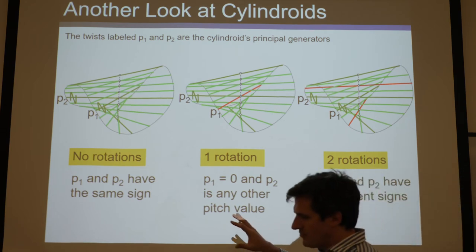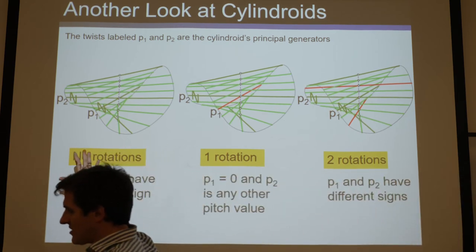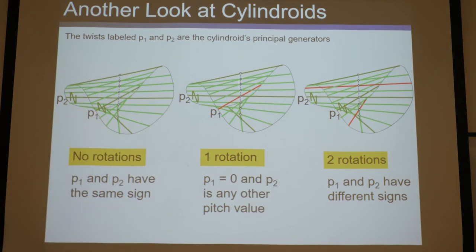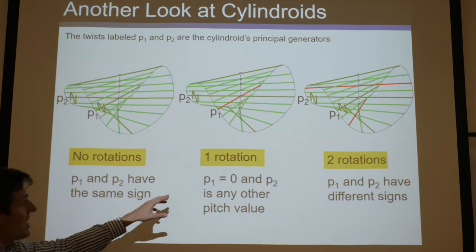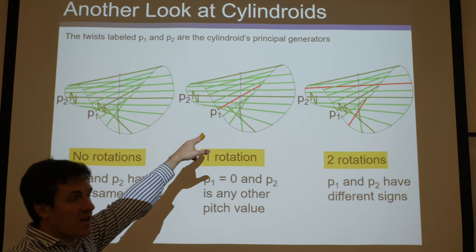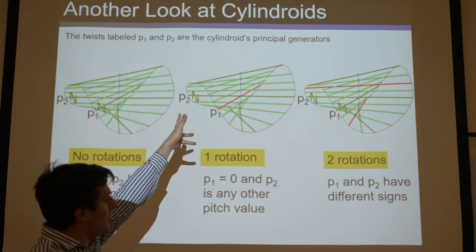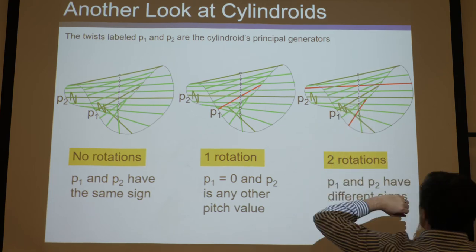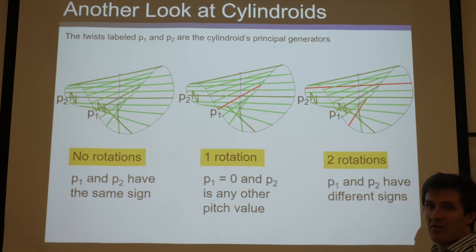So remember, if it's a freedom space filled with this cylindroid of all screws, then the two principal generators have the same sign, either positive or negative. If there's one rotation in it, it better be one of the principal generators, and then the other one can be positive or negative, and the rest of it's green. And if it has two red ones in it, they're definitely not going to be the principal generator. They could both be the extreme generator. If one's the extreme generator, the other one will be the extreme generator.